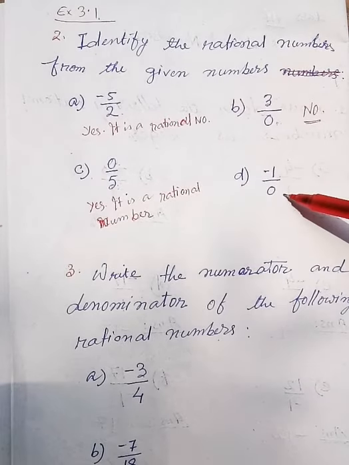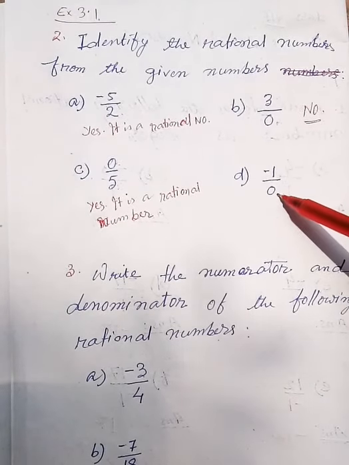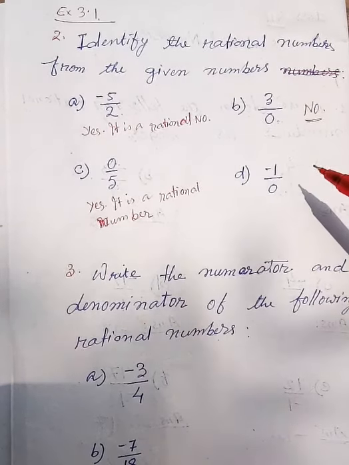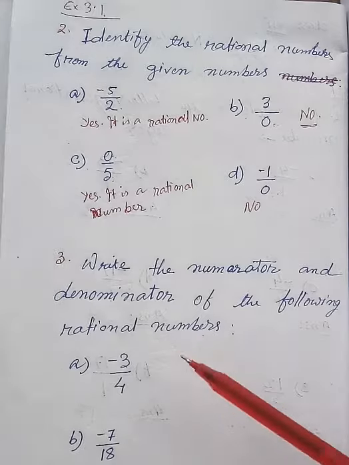And what about D? D is not a rational number because the q value must not be 0, but here the q value is 0, so it is not a rational number. Now let us go for the next question, number 3.